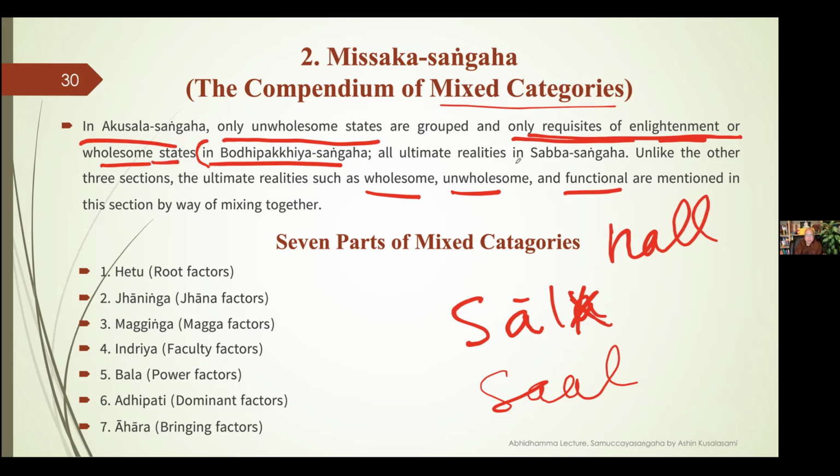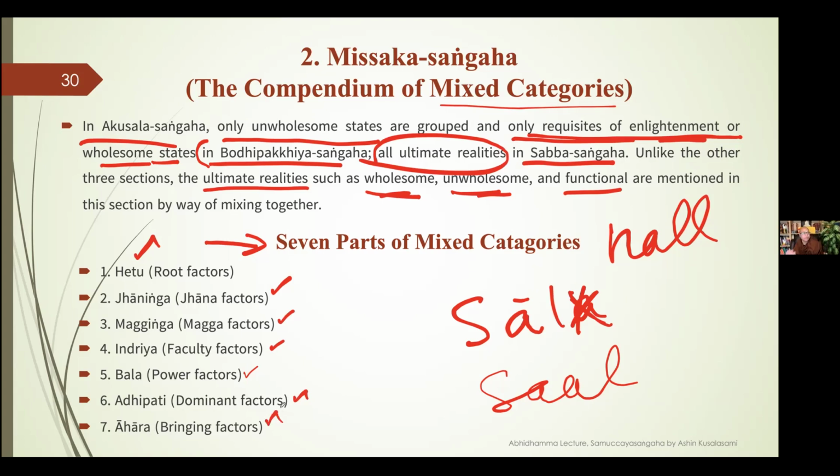And the last section is Sabba Sangaha. Sabba means all ultimate realities. Ultimate realities such as wholesome, unwholesome, and functional are mentioned in this section by way of mixing together. In this section of mixed categories, you will find 7 categories: hetu, root factors; jhananga, jhana factors; magganga, path factors; indriya, faculty factors; bala, power factors; adhipati, dominant factors; and ahara, nutriment factors.